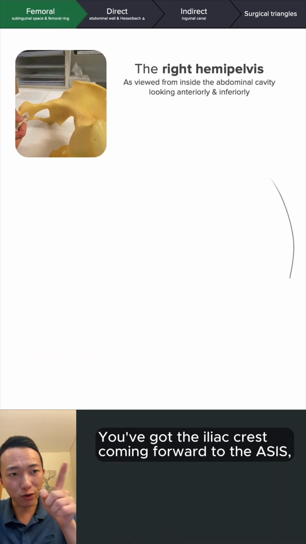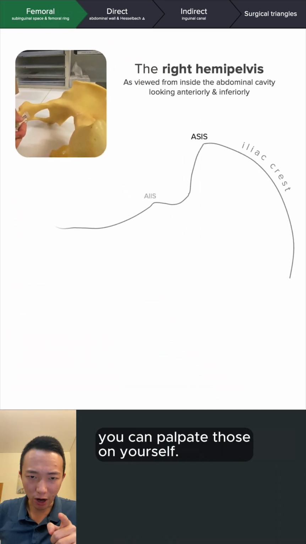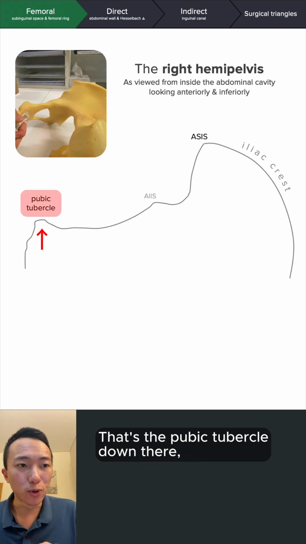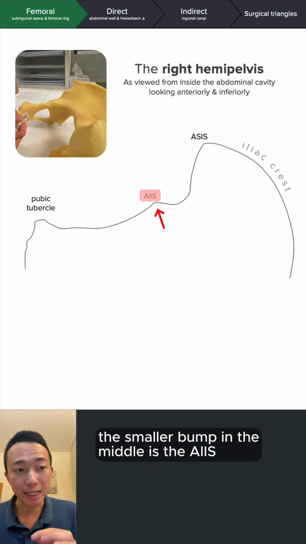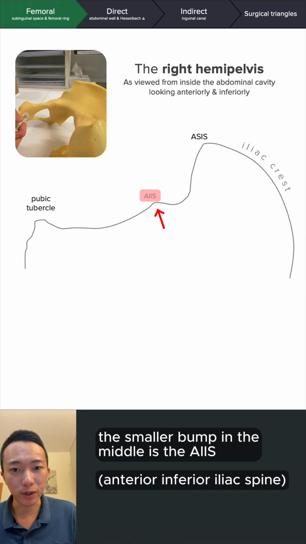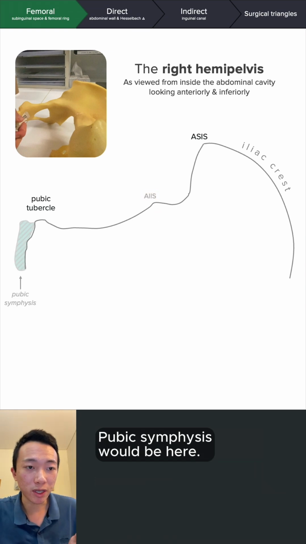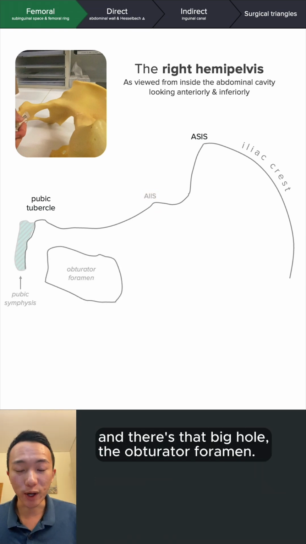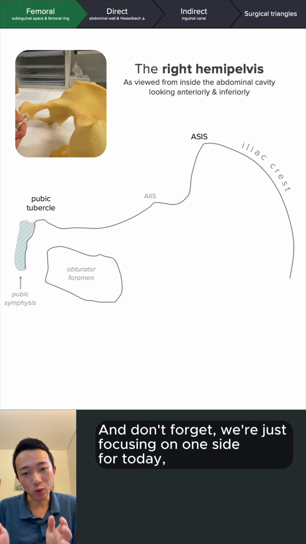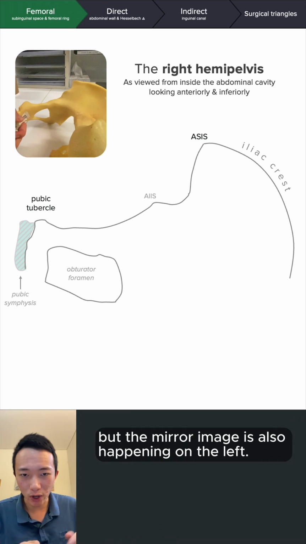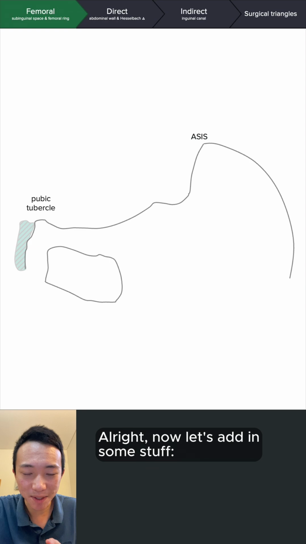You've got the iliac crest coming forward to the ASIS. You can palpate those on yourself. That's the pubic tubercle down there. The smaller bump in the middle is the AIIS, anterior inferior iliac spine. Pubic symphysis would be here, and there's that big hole, the obturator foramen. And don't forget, we're just focusing on one side for today, but the mirror image is also happening on the left. Alright, now let's add in some stuff.